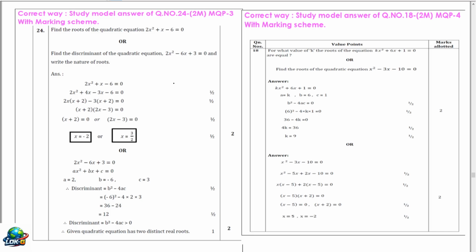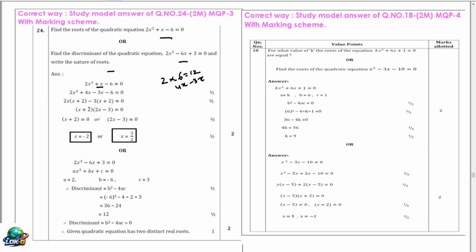Let us see 2 mark questions. Find the roots of the quadratic equation. Find the discriminant of the quadratic equation and write the nature of the roots. First of all, we will take 2x square plus x minus 6. Here you are taking 2 into 6. Observe, product AC is 12, sign is minus, the factors of 12, in the middle there is a plus x. The factors will be 4 3s are 12, therefore 4x minus 3x.